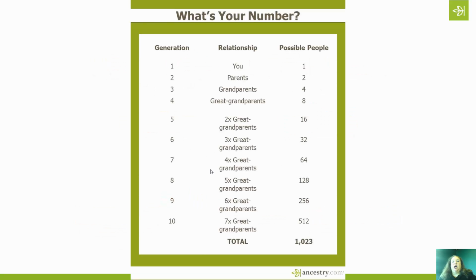So with that said, let's talk then a little bit about where all that DNA comes from. This is a 10-generation calculation just to kind of help you start to wrap your head around what's going on in your family history. So it starts with you. You have 2 parents, 4 grandparents, 8 great-grandparents, and so on. The number doubles with each generation. By the time you get to your 7 times great-grandparents, there are 512 of them.